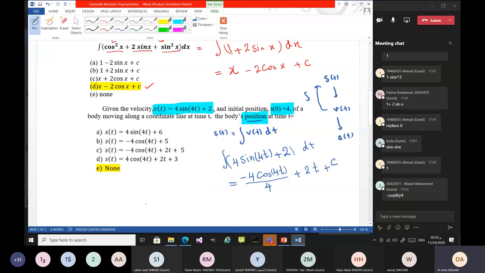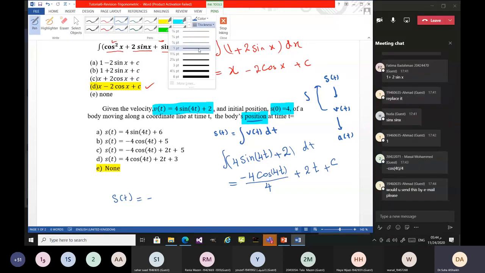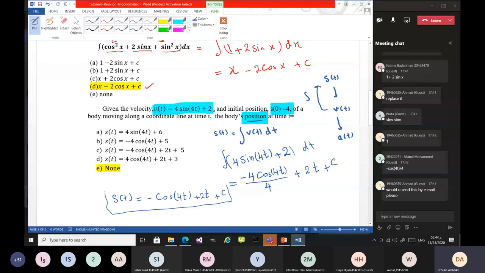Now the 4 cancels the 4, so I end up with s of t equal to minus 4, no, not minus 4, okay, the 4 will cancel the 4. So this will be minus cosine 4t plus 2t plus c. I'm not finished, I still have to find the c, using s of 0 equal to 4.